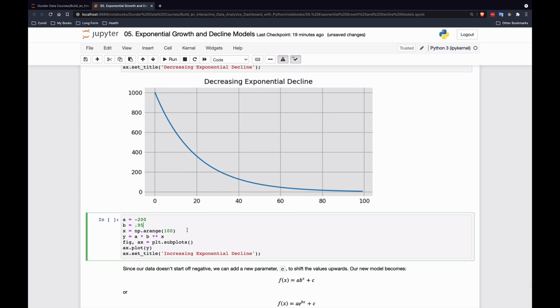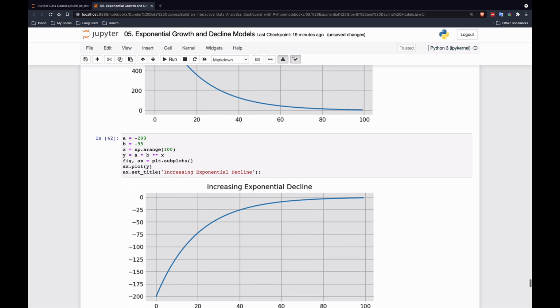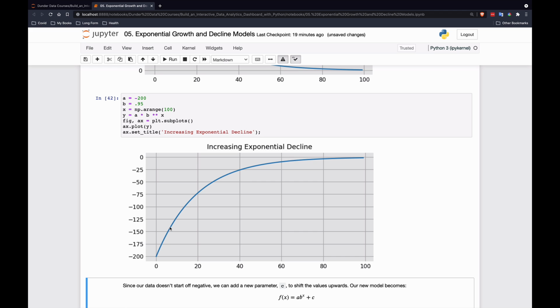Now, a different formulation of this is increasing exponential decline. So the curve is actually going up, but it's going up at a slower and slower rate. And this happens when a is less than 0, so it's negative, and b is less than 1. And that's our original formulation. So we still have the same formulation so far. And so we have here that it will be increasing, in this case, towards 0. So as we get to infinity, the curve will approach 0, but at a slower and slower rate.